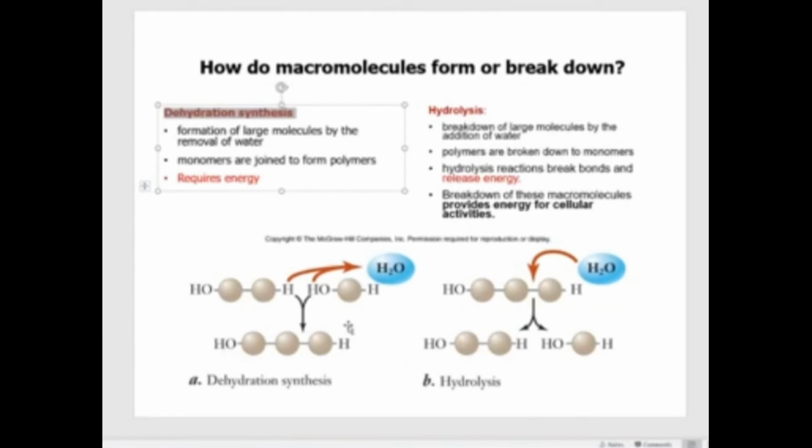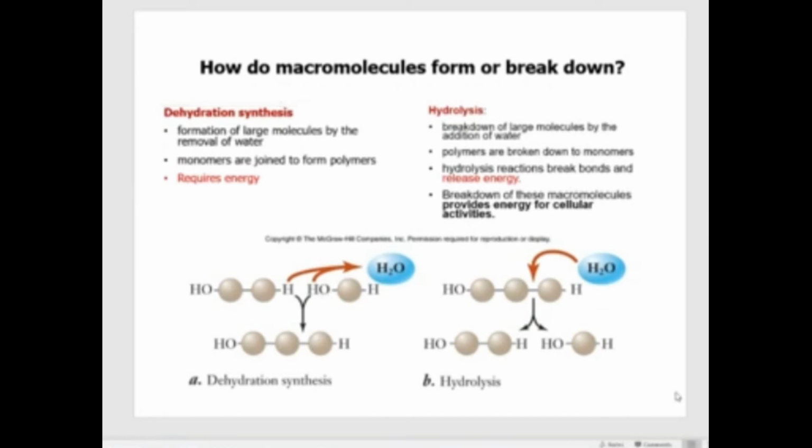In order to build something big, you have to remove water. That's why it's called dehydration synthesis. You're synthesizing something. Now, this process requires energy. When you build something from small to big, you need to have energy input, so you need to provide energy.